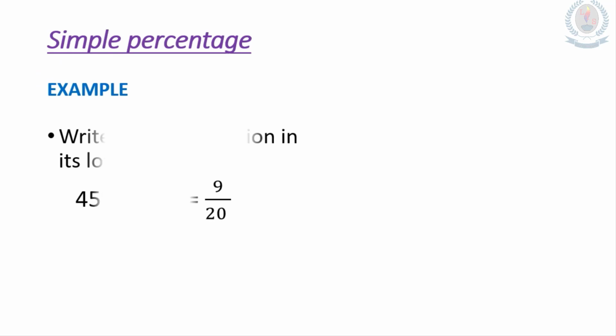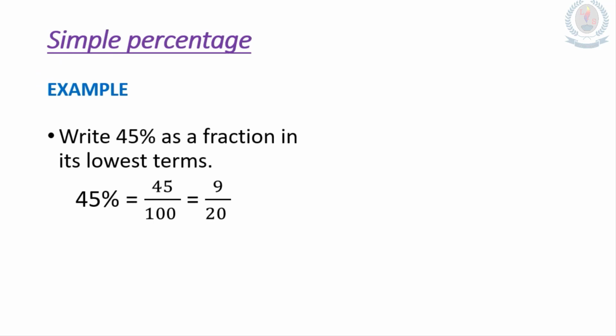Next you can see how to find the simple percentage. Check this example. Here they asked to write 45% as a fraction in its lowest terms. 45%, you can write it as a fraction: 45 divided by 100. Both the numerator and denominator can be divided by 5. 9 over 20. That is the final answer.